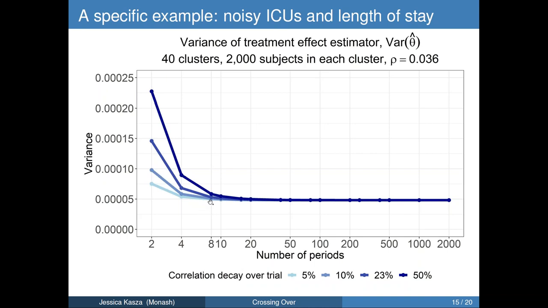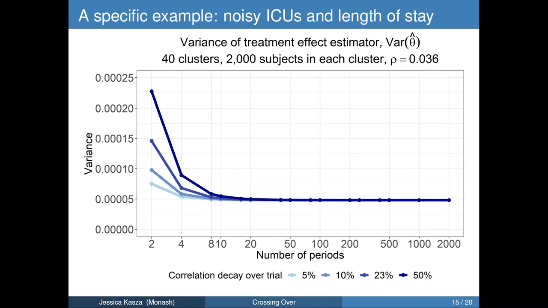So for larger cluster sizes, higher base correlations and higher rates of decay, you're going to need more clusters to achieve a particular level of power, but you're still going to get a lot by crossing over more than once, by having a four period design or an eight period design.